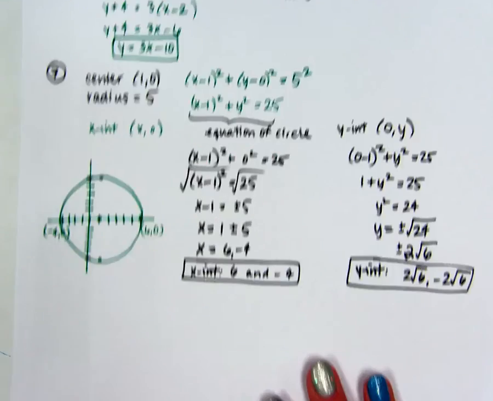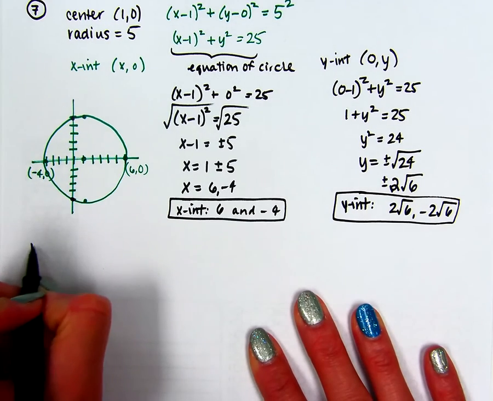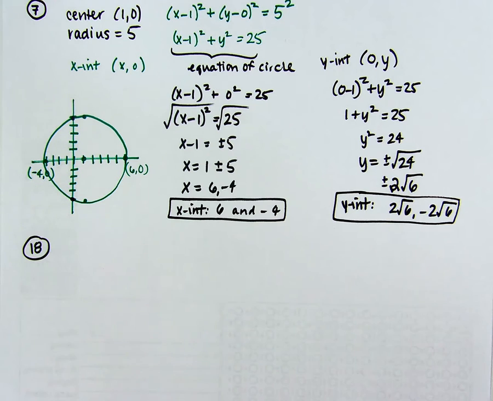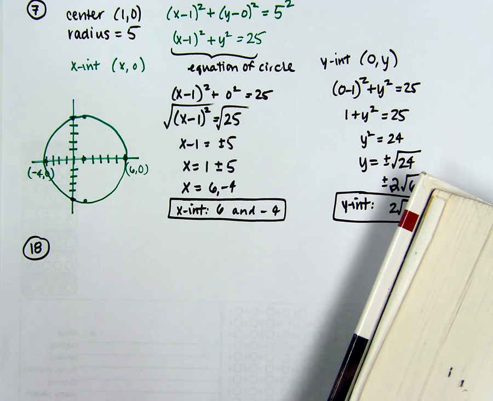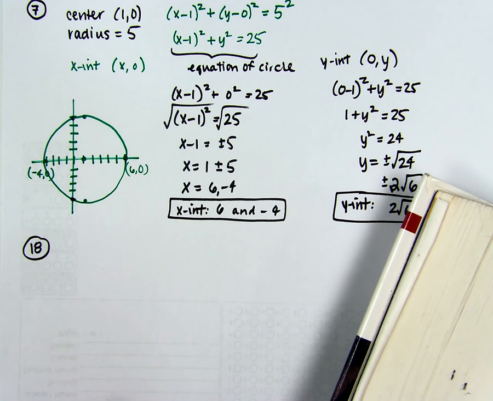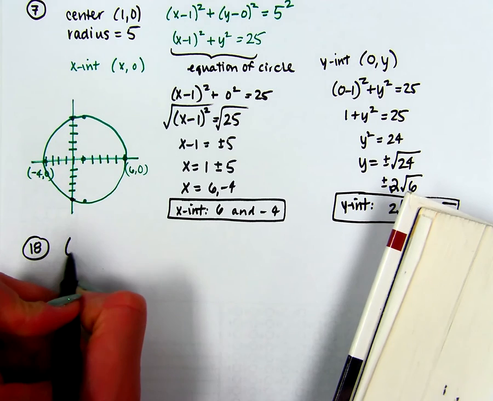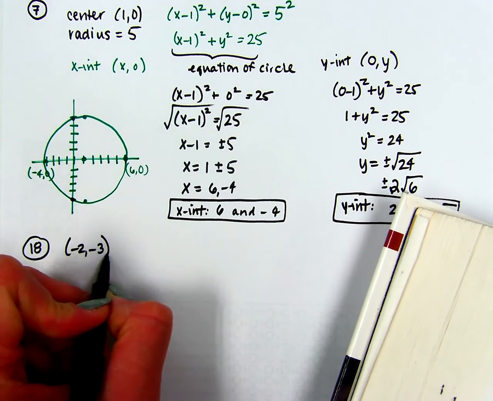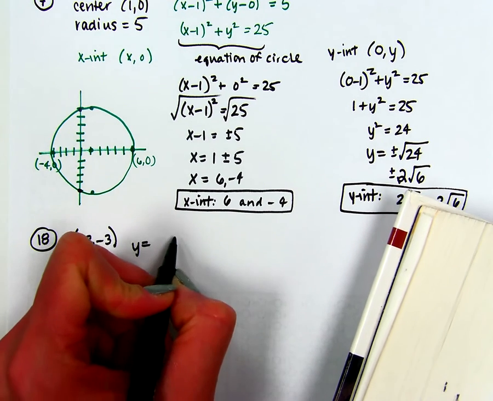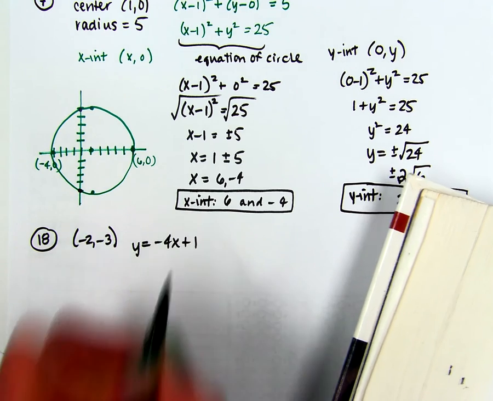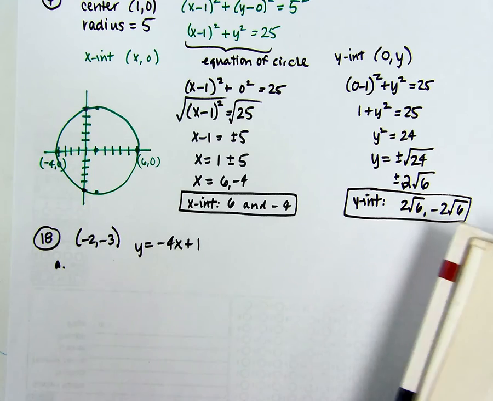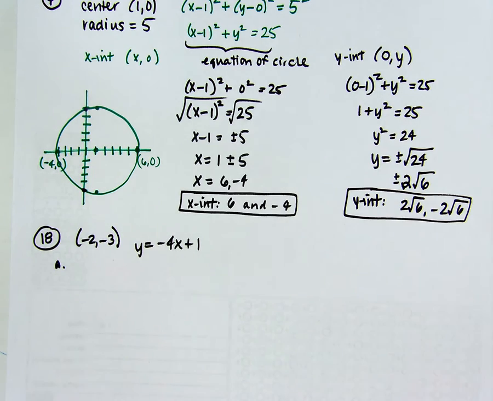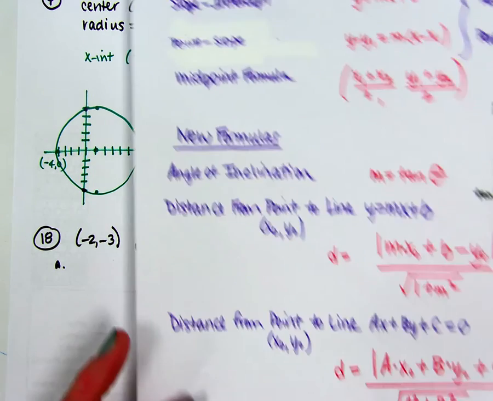All right, next question, number 18. All right, so number 18 says that they want you to find the distance from the point to the line using each of the two formulas that they give you. So the point is -2, -3, and the line that they give you is y equals -4x plus 1. All right, so for part A, they want you to use the first formula, which is this one.